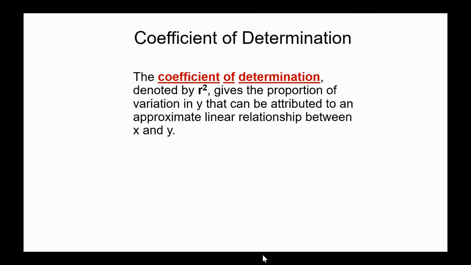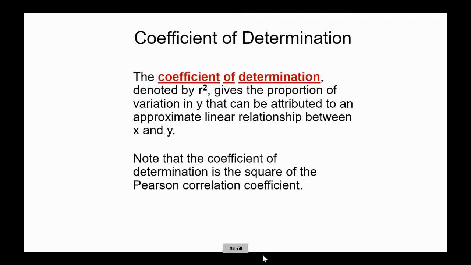What else do we know of, though, that uses the letter R? Any ideas? The correlation coefficient. That one. R squared is the correlation squared. So if you can find the correlation, square it, and you get the coefficient of determination.